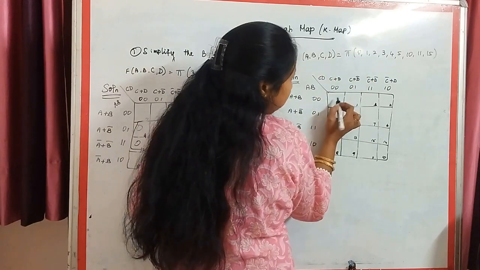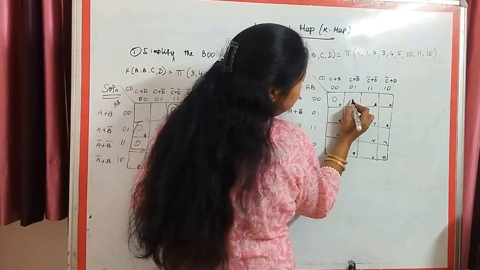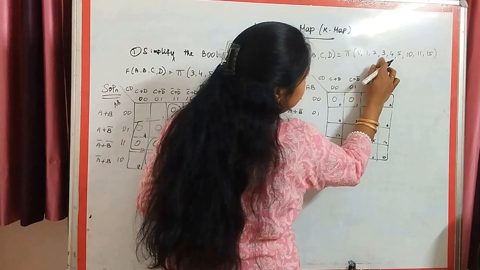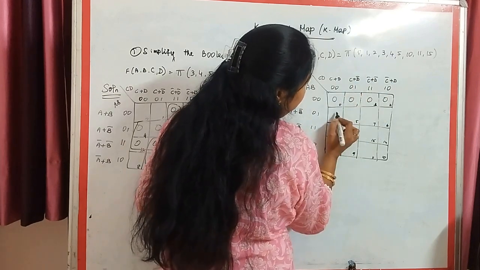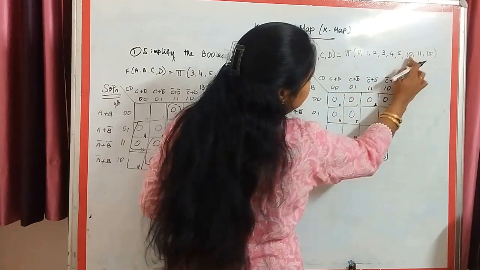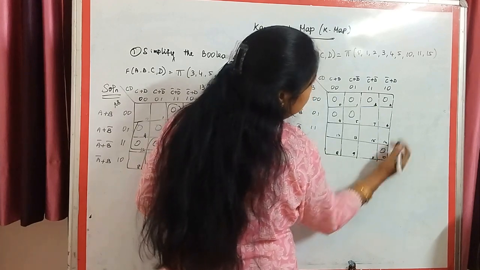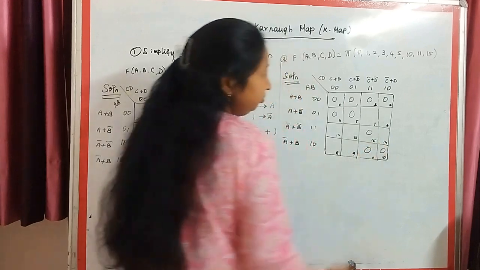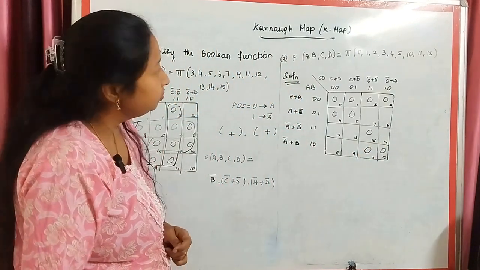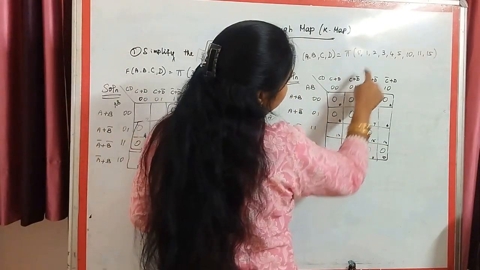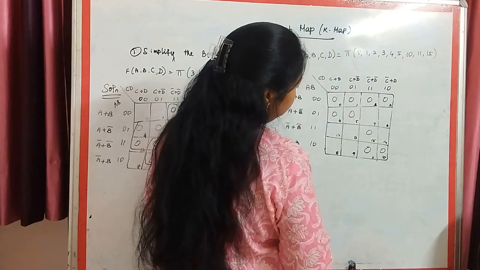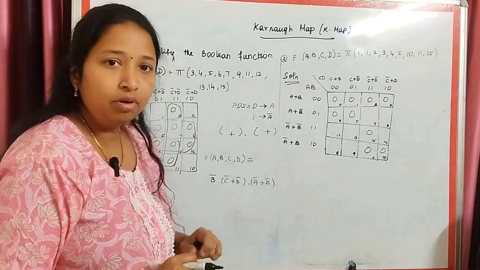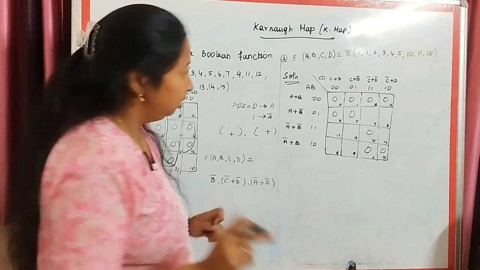Now for 0, first position, and then 1. Next number it is 2. Next number 3, 4, 5, 10, where is 10? 10 is here, and then 11, 11 is here, and then 15. Understood? Have we left any term? Okay. Now, your third step is mapping.